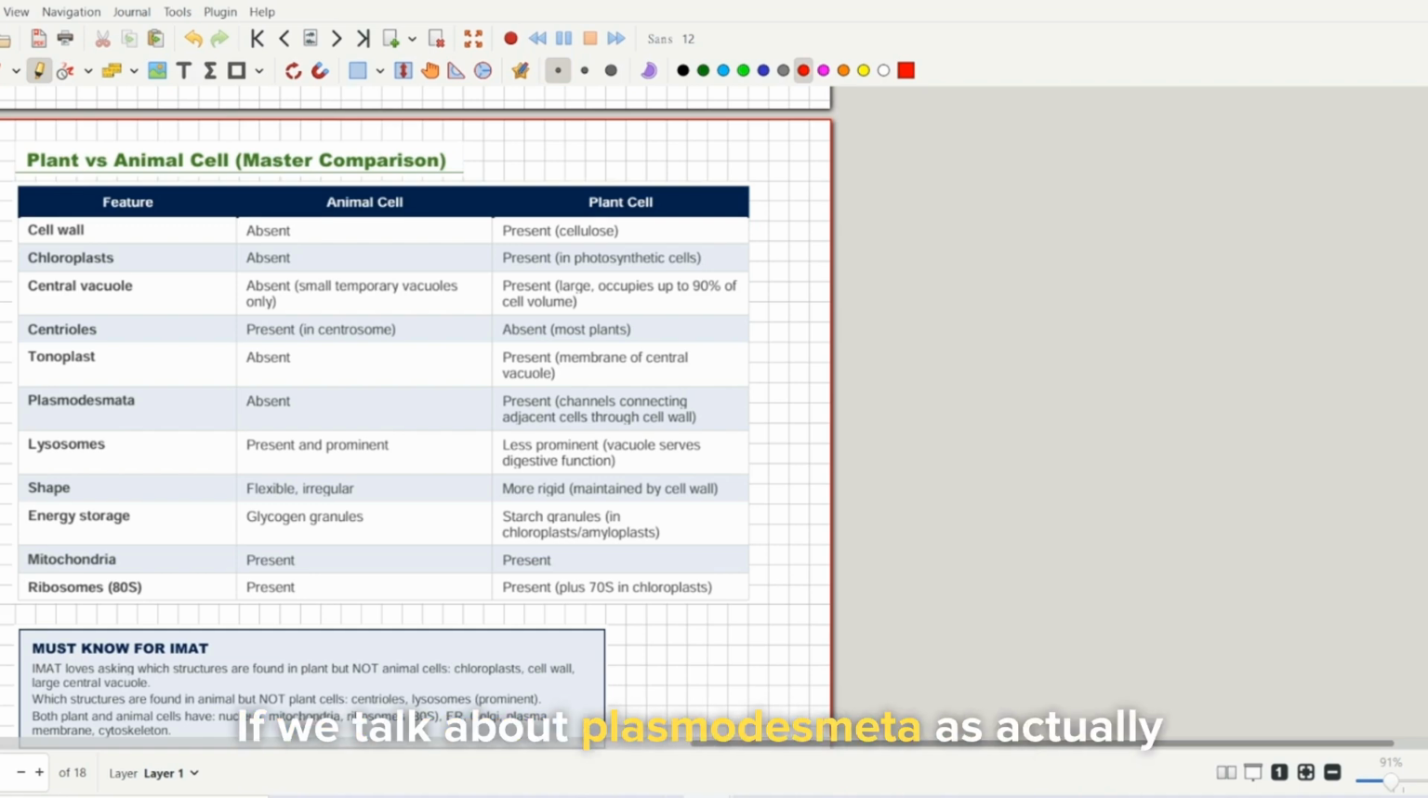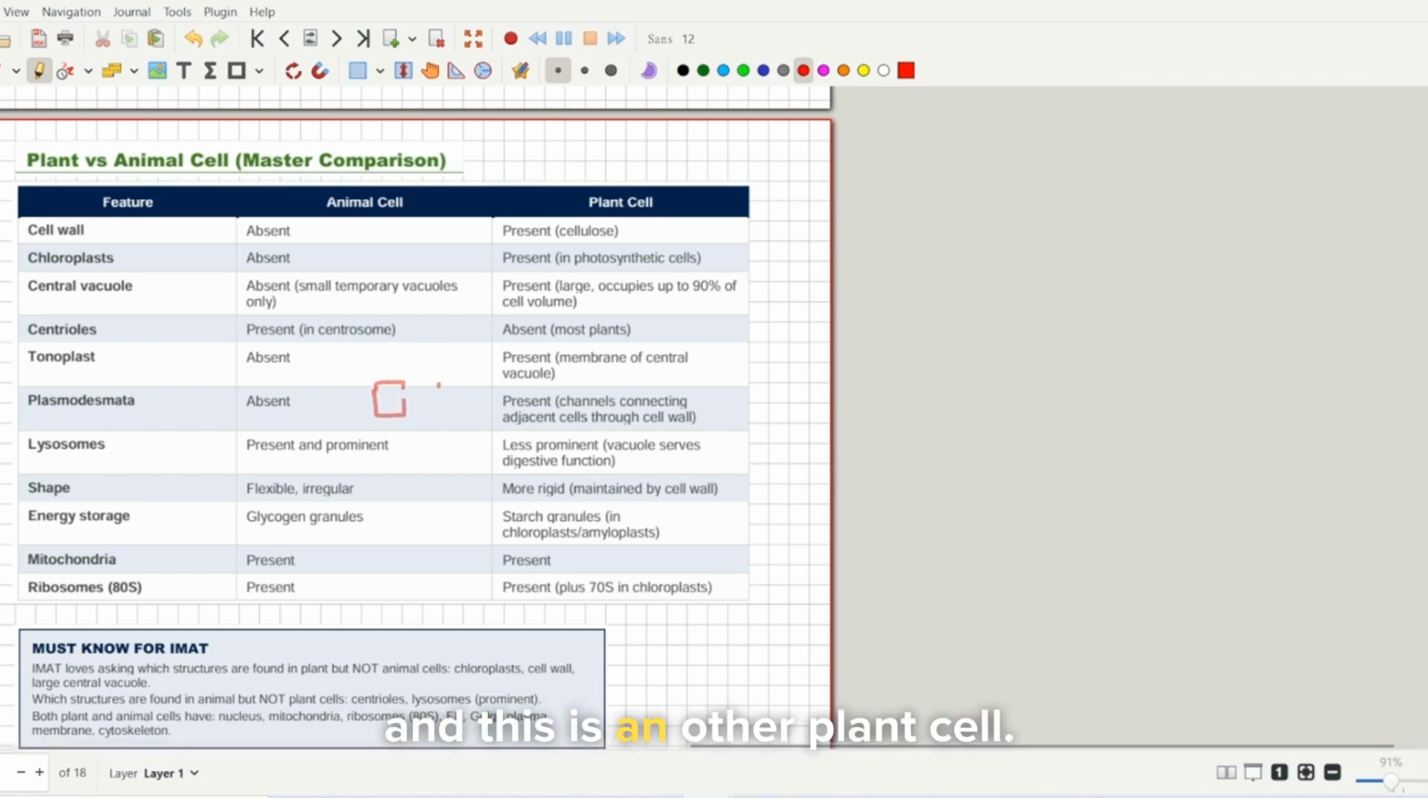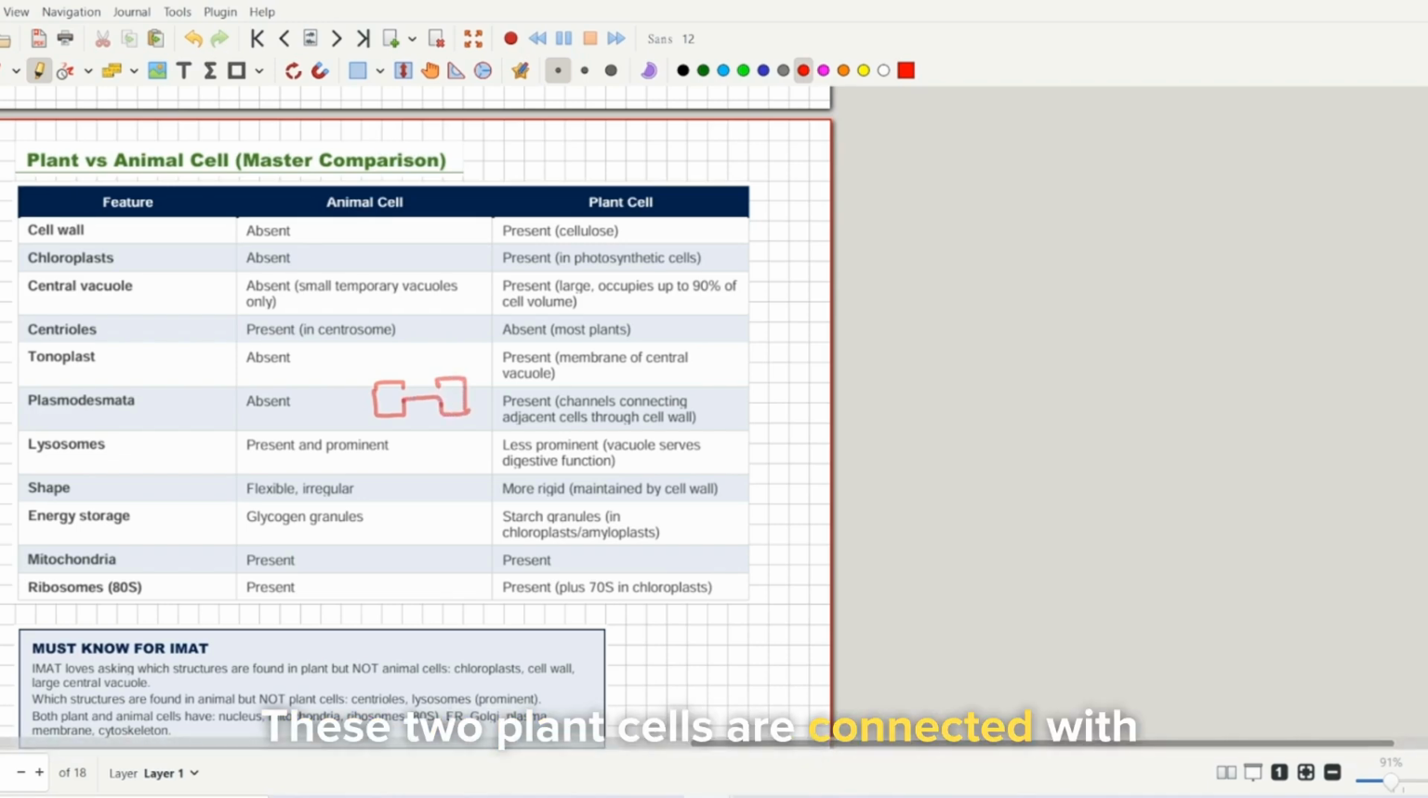If we talk about plasmodesmata, actually plasmodesmata is a connection or a pathway between two plant cells. If we make it like this, this is one plant cell and this is another plant cell. These two plant cells are connected with each other, and the connection is called plasmodesmata. This channel or this pathway or this tunnel is called plasmodesmata. Plasmodesmata is not present in animal cells, it is only present in plant cells.